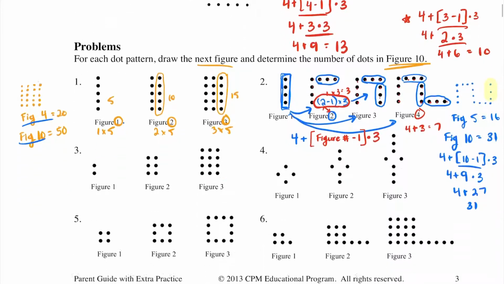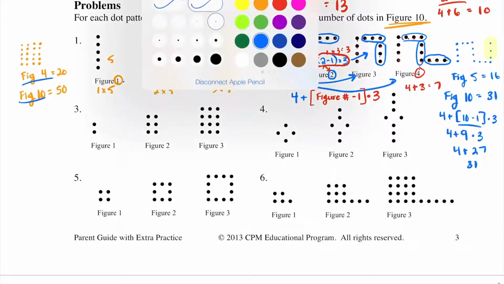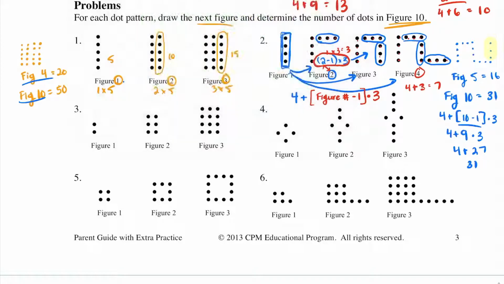All right, let's keep going. Figure number 3. Let's see what is happening here. We start with 2 dots, and it looks like I add a dot on top, and then I add a row of 3 dots. So that's what's happening here. So I added 4.